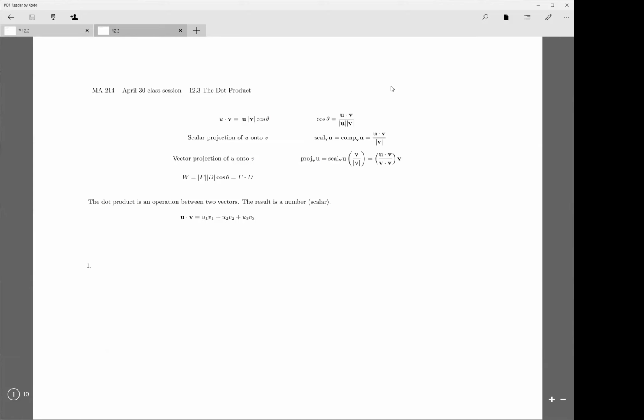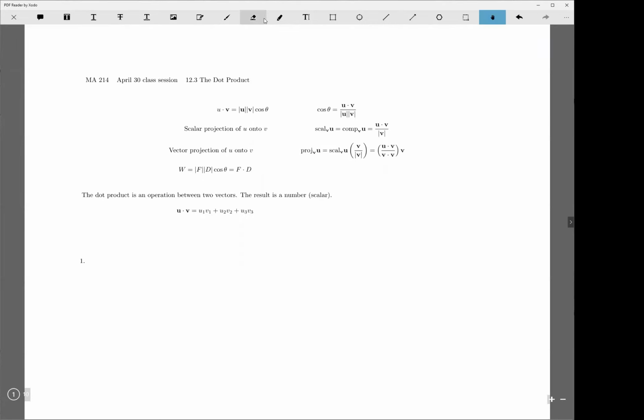So the dot product is an operation between two vectors, and the result is a number, called a scalar. This is the formula for the dot product right there. You do it with a little dot. It looks like a times, but it's different from times. It's not multiplication, because you can't really multiply two vectors together, but you can take the dot product.